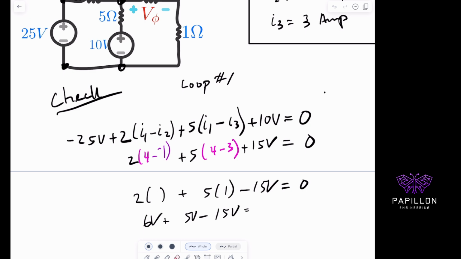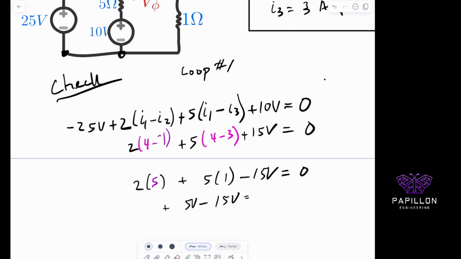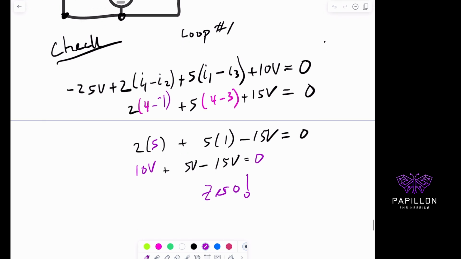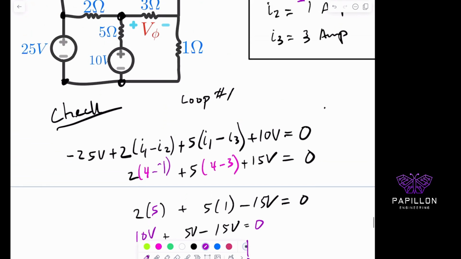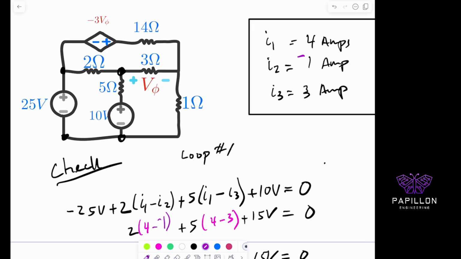Okay, so let's see here. It becomes 4 minus 1 gives us back 5. Right, so this turns out to be, I knew something looked weird, but it happens when you're transcribing too quickly. So you get back 10 volts plus 5 volts plus the minus 15, right, equals 0. So therefore, it all checks out. Okay, which is great. That means we proved KVL for that particular loop, which means that it should technically work for the other loops as well.